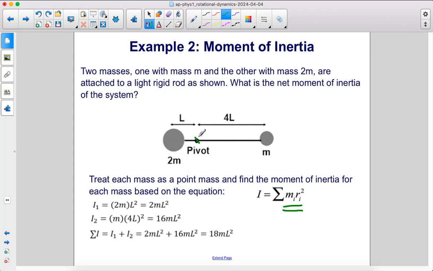So for example, if our pivot is here, this is a length L, this is a length 4L, the sum of the moments of inertia is going to be the total moment of inertia. For mass 1, we have 2m and then r squared. R in this case is L, so we get 2ml squared. We're just using mr squared for each of the masses. Then for this mass, we have a mass of m, but it's a distance 4L, and that 4L gets squared since it's mr squared. Therefore, we get a moment of inertia of 16ml squared. When we add those together, we get the total moment of inertia of this object, 18ml squared.